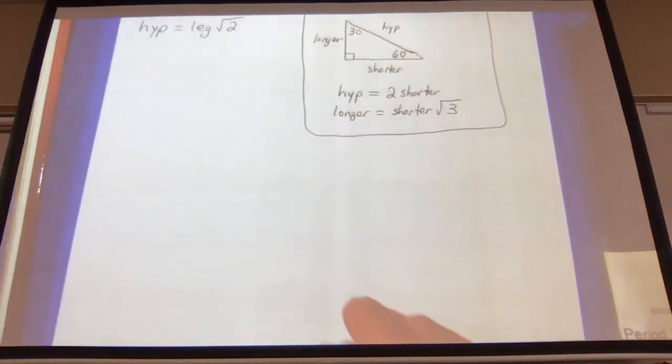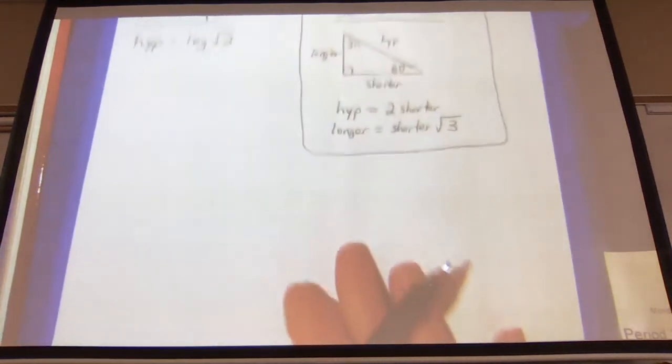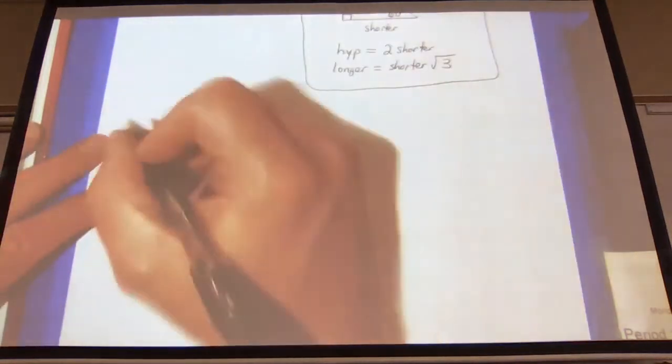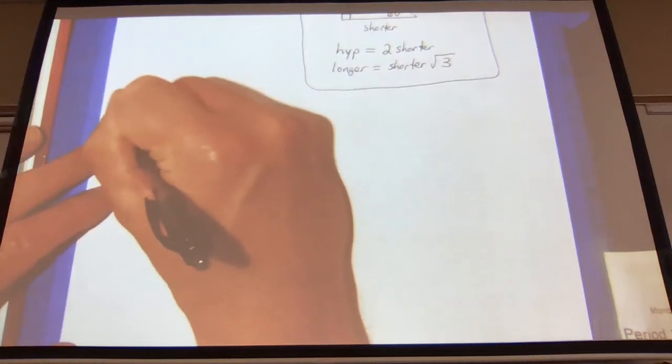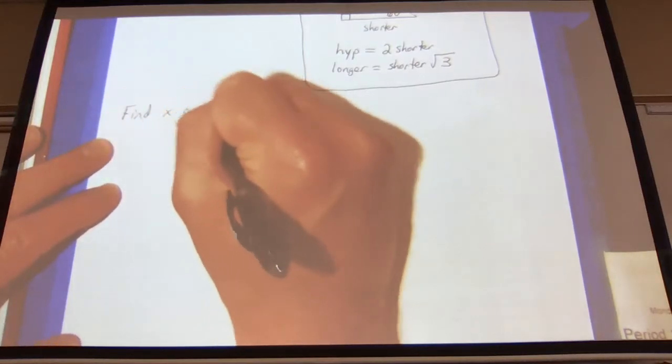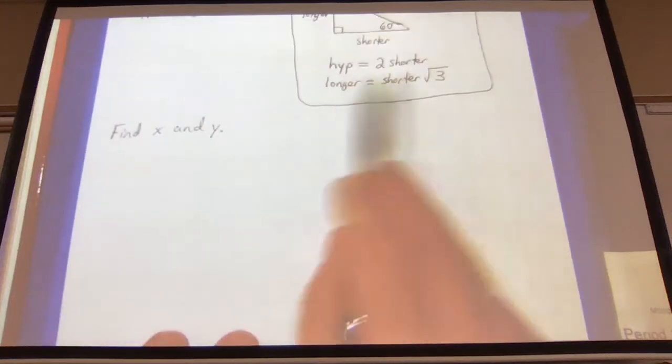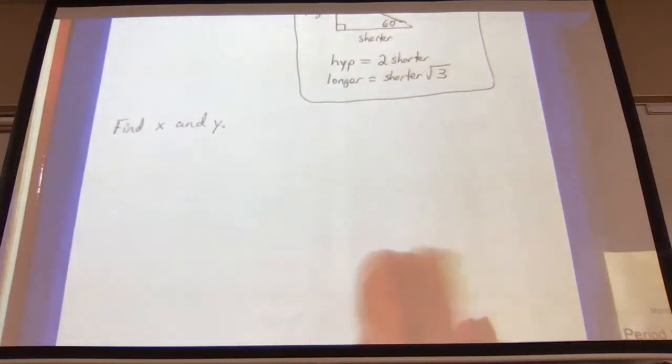All right, I've got 3 examples I'm going to show you today. And if you remember back to 45, 45, 90, we usually just have you find one missing thing. Today we're going to have you find 2. So they're going to tell you to find x and y, which means you're going to use both of these equations. One to find x, one to find y.